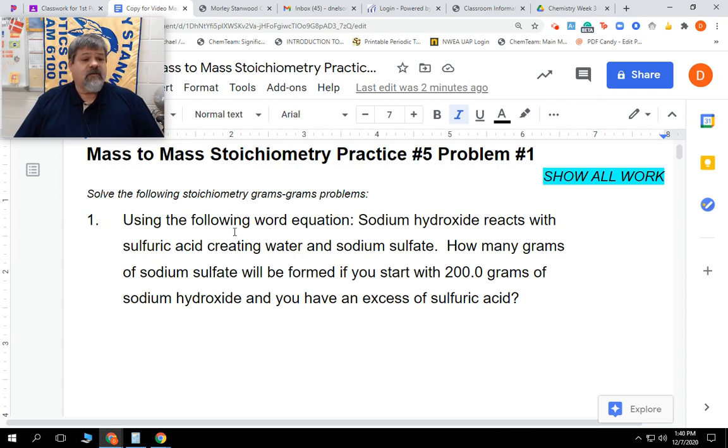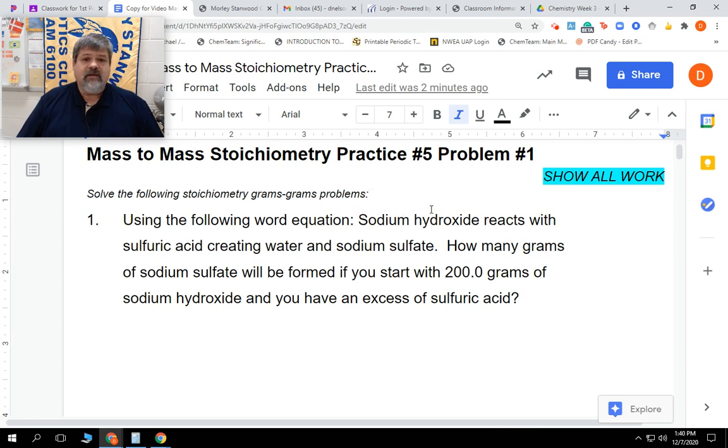So let's go ahead and start off. The first thing that we have to do is find the skeleton equation. We have to use our rules of nomenclature to figure out what the formulas are for the compounds in the equation. So we have sodium hydroxide.